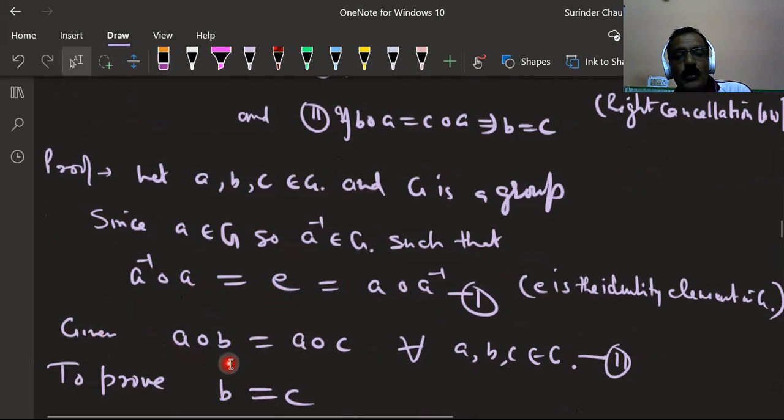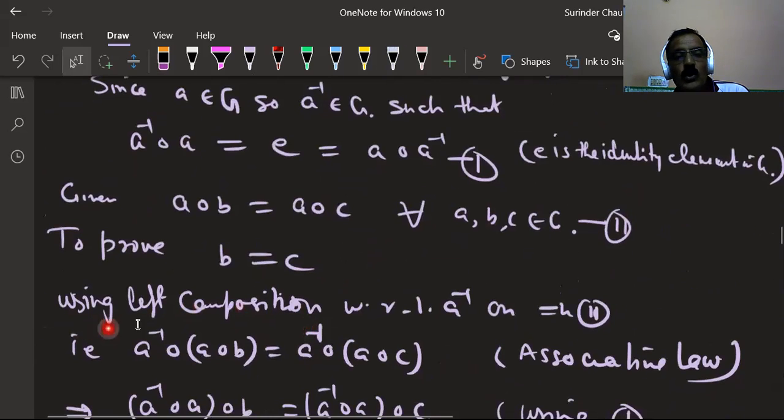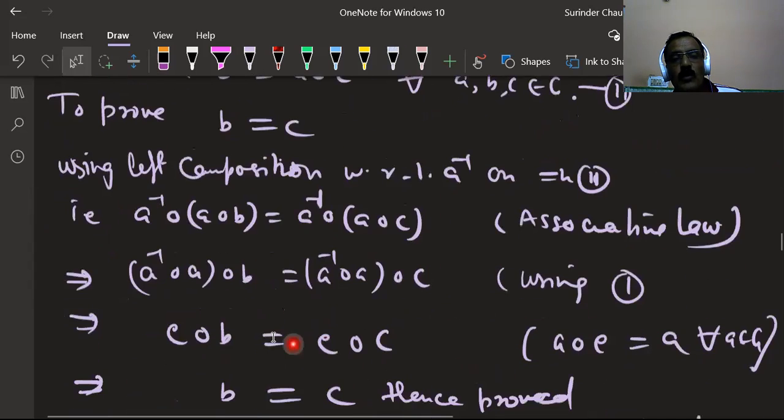Given A composition with B is equal to A composition with C, for all A, B, C belonging to G. Now to prove B is equal to C. Now using the left cancellation law, operate with A inverse on this equation. So A inverse composition with A composition with B is equal to A inverse composition with A composition with C. Now apply the associative law.